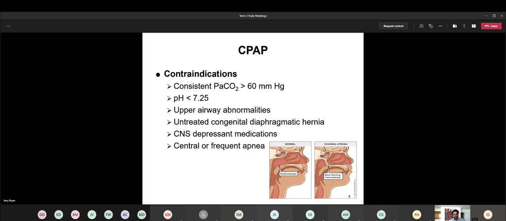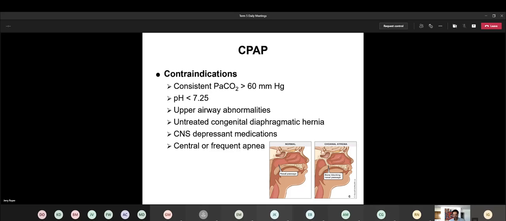Upper airway problems, and that would be something along the lines of choanal atresia. That's definitely an automatic. Don't consider CPAP until they've had surgery to fix that problem. Diaphragmatic hernia, that's another. You should be thinking this baby needs to be intubated, not placed on nasal CPAP. CNS depressant means that now you've just knocked out the baby's drive to breathe. And how do you think they're going to be successful on CPAP if they're unable to breathe?